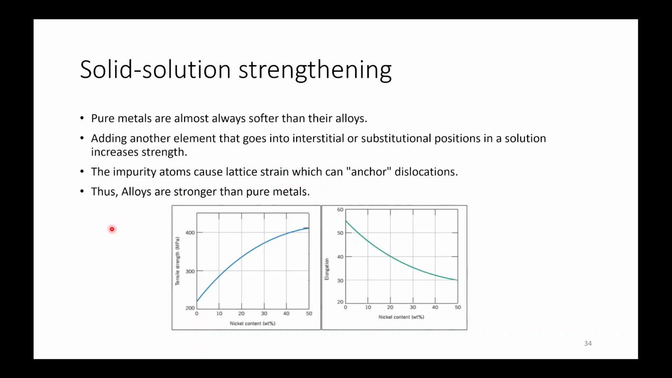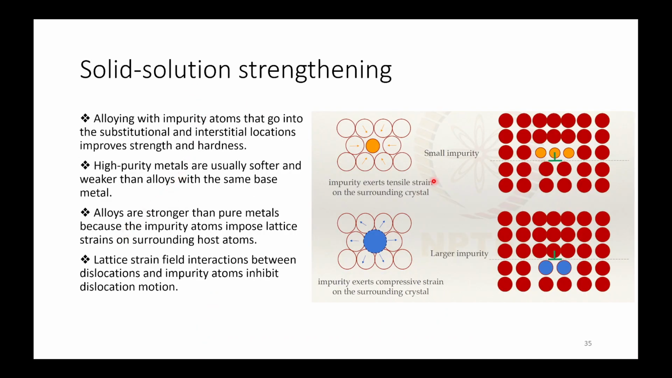So alloys are stronger. As also seen in case of gold, you can't use pure gold for making jewelry, so you use some impurities for making it stronger. Now if we introduce some small atoms, then the impurities will exert a tensile type of strain on the surrounding crystal, and if they are larger in size, then they will exert a compressive type of strain.